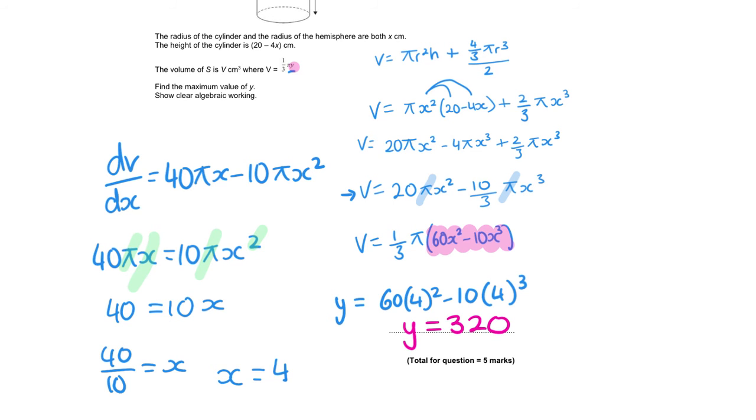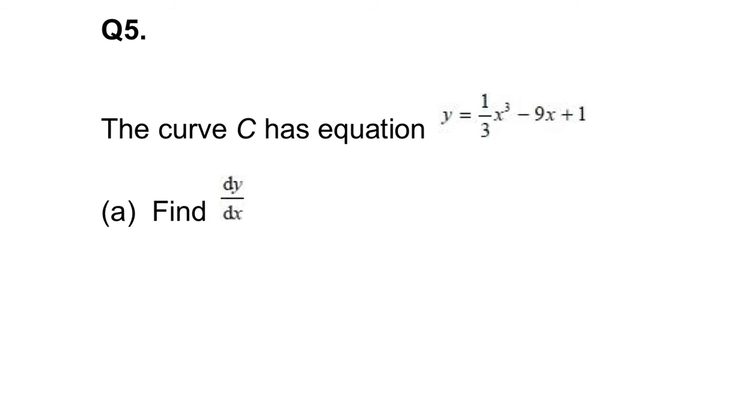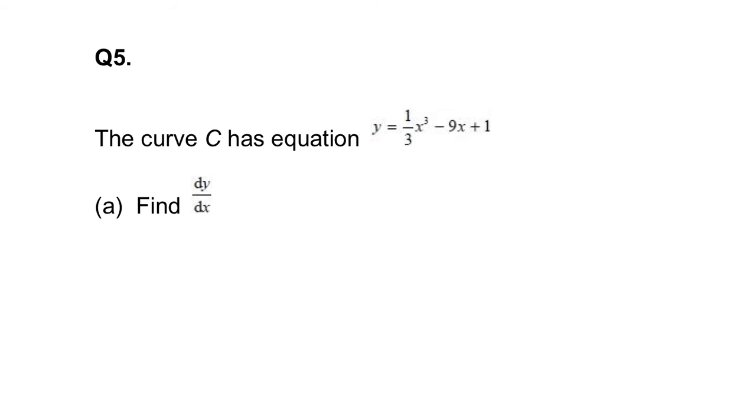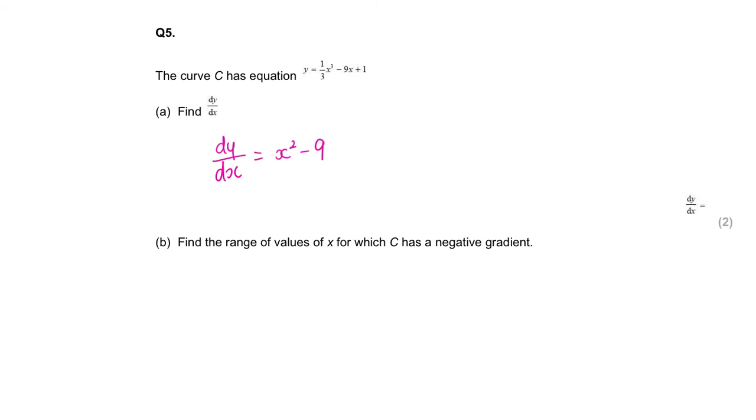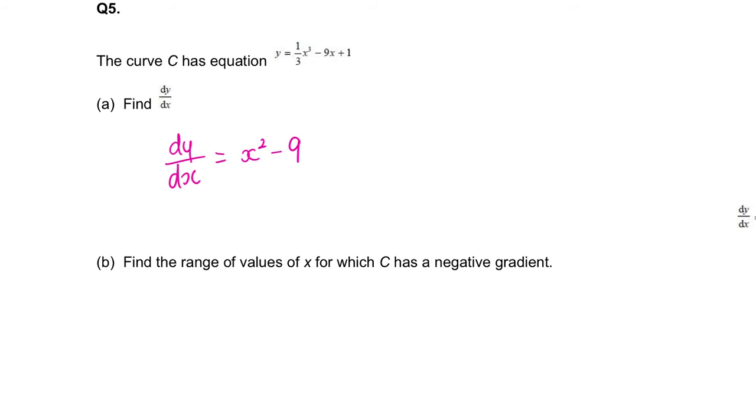Okay, question 5. Curve C has this equation. Find dy by dx. So dy by dx equals: bring the power down, 3 times a third is 1, and then decrease the power by 1. And then minus 9x to the power of 1. Bring the power down, decrease the power by 1. So I'm going to get x squared minus 9. Perfect. So that was nice and easy. 2 marks, wasn't it?